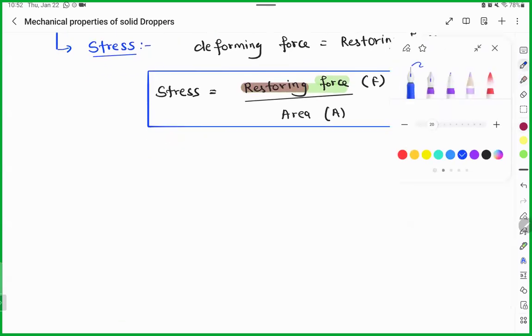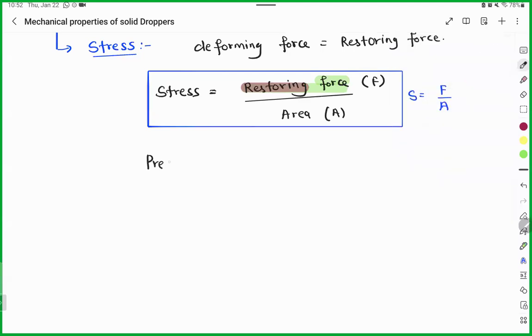Next, Tuhina, what is the pressure formula? Sir, isn't pressure also force per area?